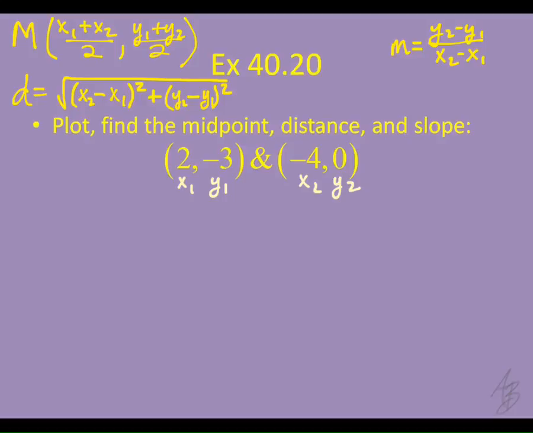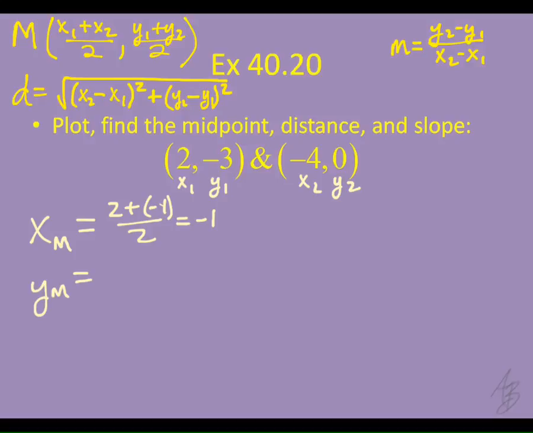So who can help me with the midpoint formula? The x-coordinate of the midpoint. What'd you say? 2 plus negative 4. Okay, what's 2 plus negative 4, divided by 2? Okay, so we get negative 1 for the x-coordinate.